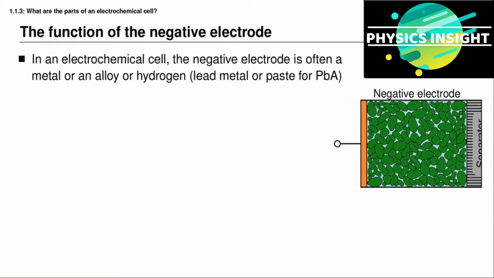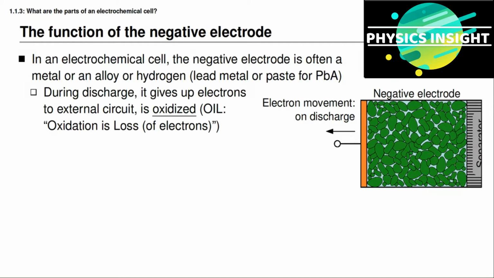Battery cells operate by moving charge between their negative and positive electrodes. So you can think of the electrodes as being charge storage reservoirs. In a regular electrochemical cell, the negative electrode is often constructed from a metal or an alloy of metals or even hydrogen itself. In a lead-acid battery cell, for example, the negative electrode is some kind of lead metal or lead paste. And by the way, I think this is the first time I've shown you the acronym PbA for lead acid. The Pb is the chemical symbol for lead from the periodic table, and A simply stands for acid.